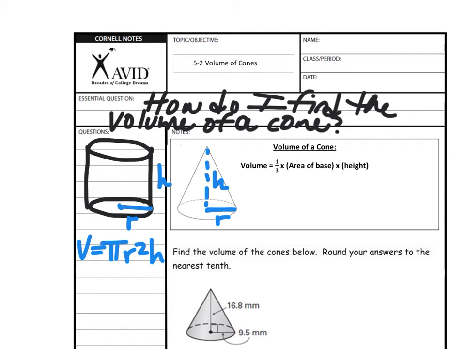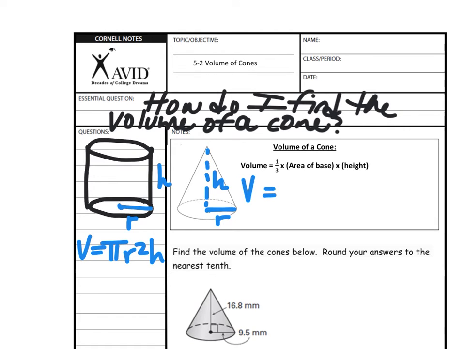Right. So if I take the volume of a cylinder and take 1/3 of that, that's what the volume of the cone is going to be, because it takes 3 cones to fill up a cylinder. So a cone is 1/3 of the cylinder with the same radius and height. So I'm going to write down my formula.